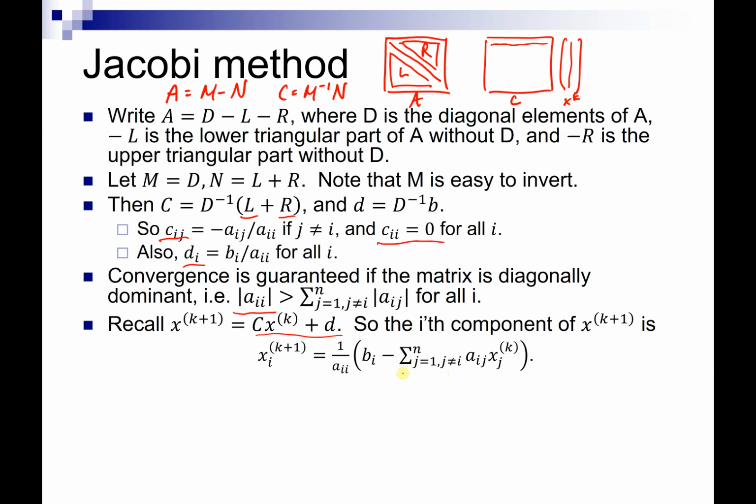When you do this multiplication, this part over here is going to be equal to C times x of k, and this part over here, divided by A_ii, is going to be equal to the ith component of D. Therefore the ith component of x of k plus 1 is going to be equal to this. The reason you have j not equal to i here is that the diagonal element of C is actually 0. So we add up the entire ith row of C, except we skip over the diagonal element.